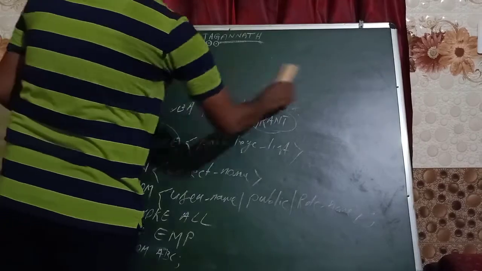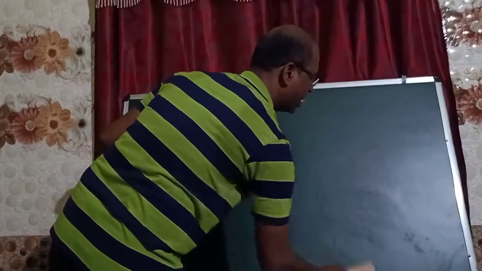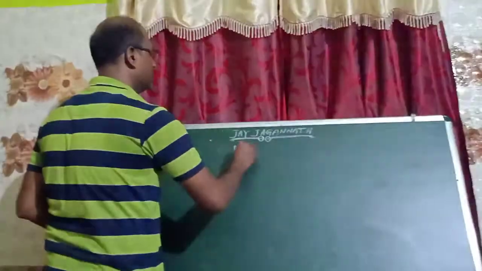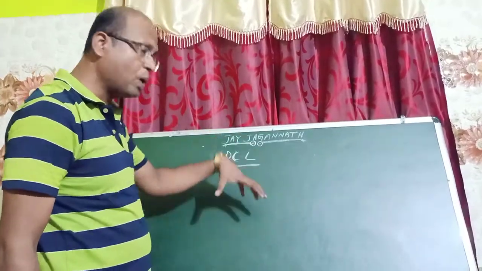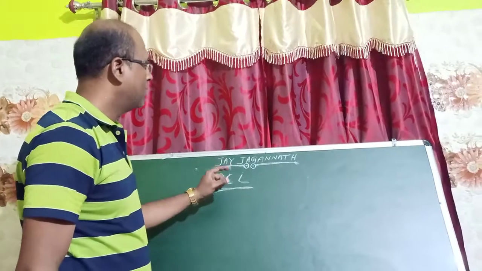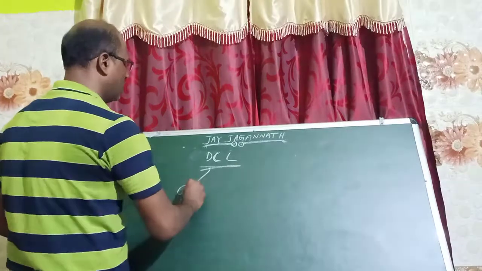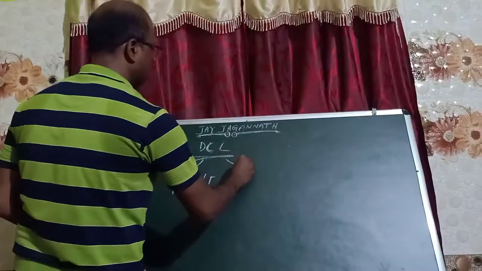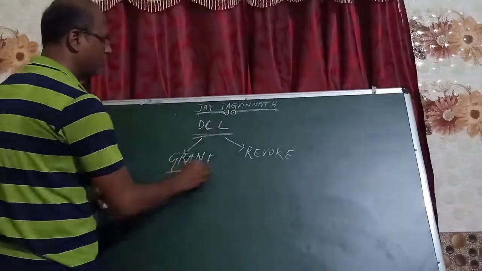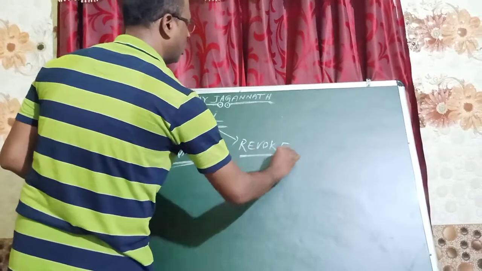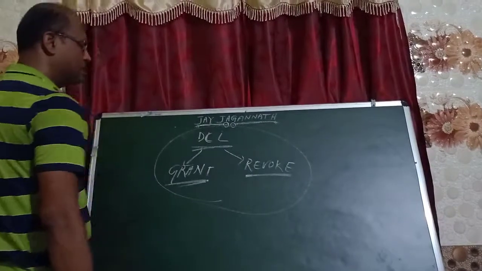This is the DCL, data control language. Data control language is used to put a control on data from the security point of view, and there are two commands I already told: one is grant, another is revoke. With the grant command we can give the permission. With the revoke command we can return back the permission. This is all about the DCL.